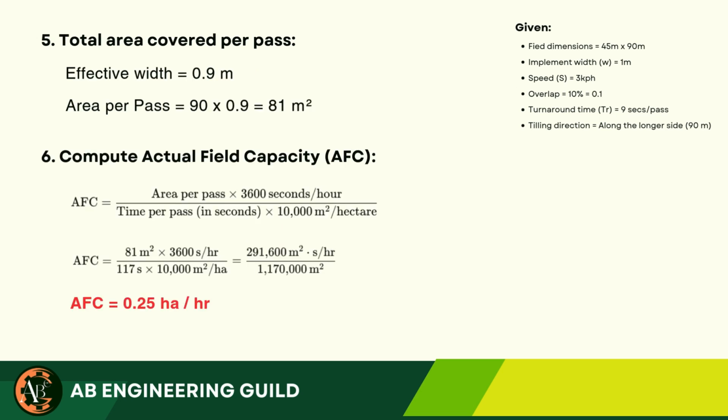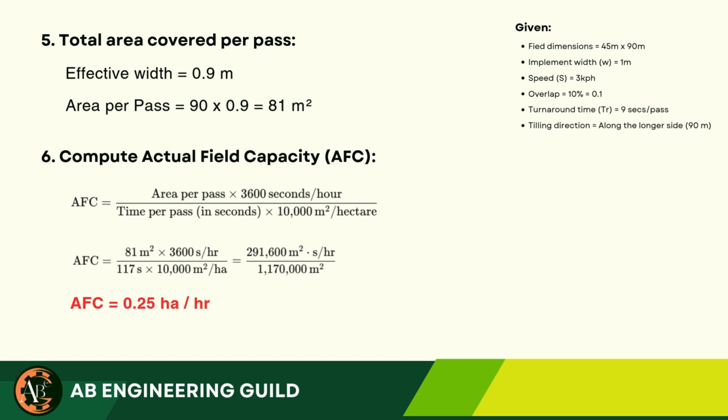Next, we find the area covered in one pass. Multiply 90 meters by the effective width of 0.9 meters, and we get 81 square meters per pass. If there were no overlap, this would be 90 square meters, but again, that would risk missing parts of the field.